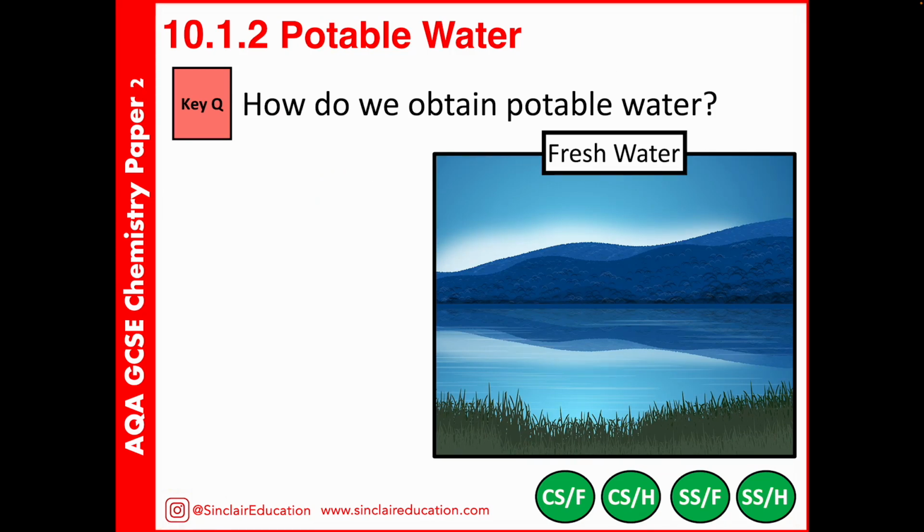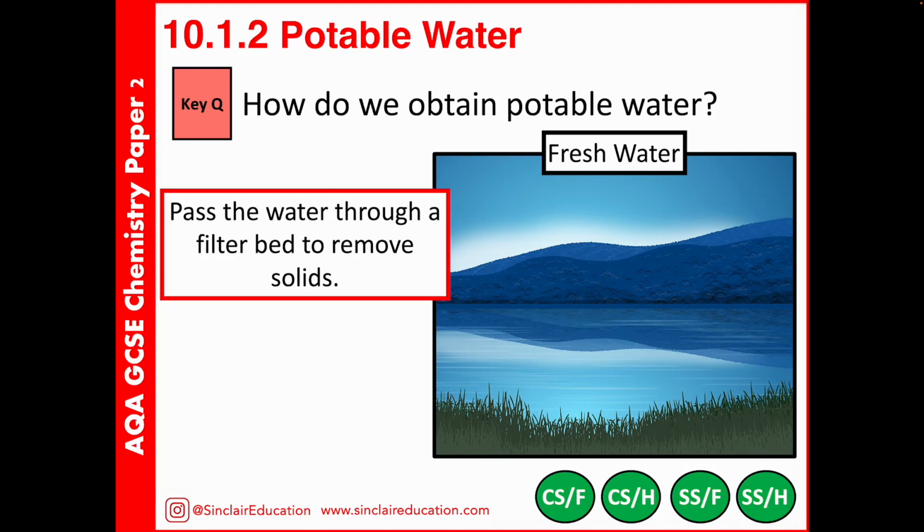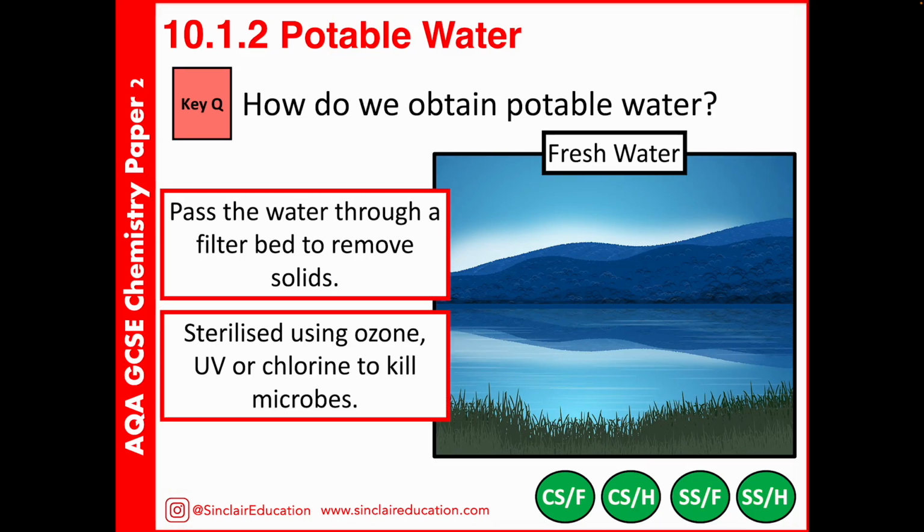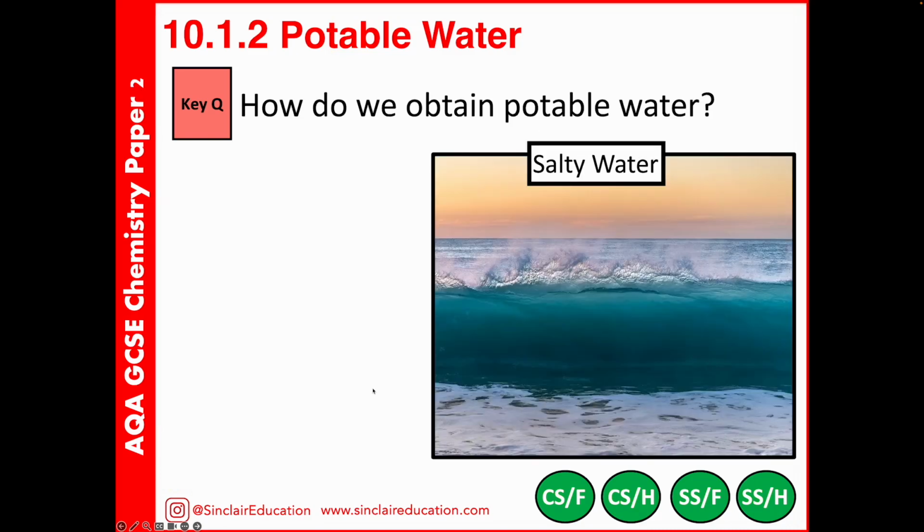This involves a couple of processes. First of all, we'll pass the water through filters, and the purpose of this is to remove any solids that may be suspended within. We will then sterilise this water, and we can use one of three possible chemicals. We can use either ozone, UV, or chlorine, and the purpose of each of these is to kill microbes.